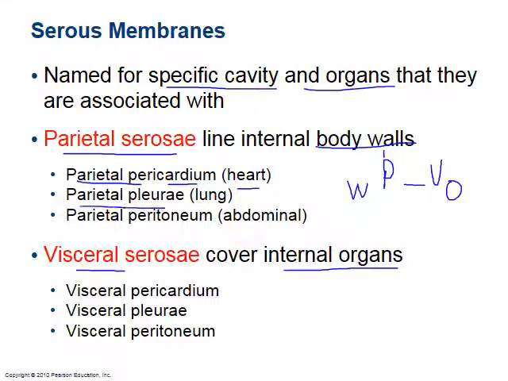If I say parietal pleura, pleura means lung. So parietal pleura is the outer serous membrane layer that lines the internal body wall. Peritoneum is the area that lines the abdominal cavity. So parietal peritoneum is going to line the abdominal pelvic cavity wall. Visceral actually covers the organ. So we have visceral pericardium, visceral pleura, visceral peritoneum.